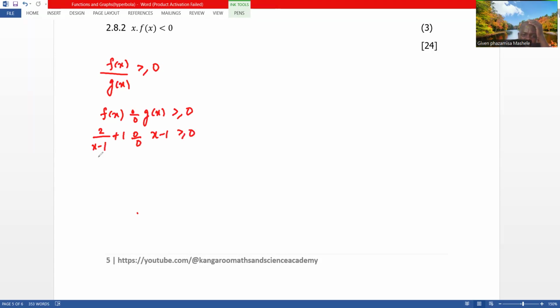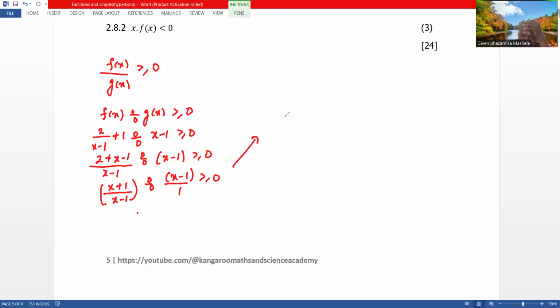This will be 2 plus x minus 1 divided by x minus 1, divided by x minus 1, greater or equals to 0. So this will be x plus 1 divided by x minus 1, dividing here by x minus 1. We have to change division to multiplication here. So this will be x plus 1 divided by x minus 1 times 1 over x minus 1. Then it's greater or equals to 0.